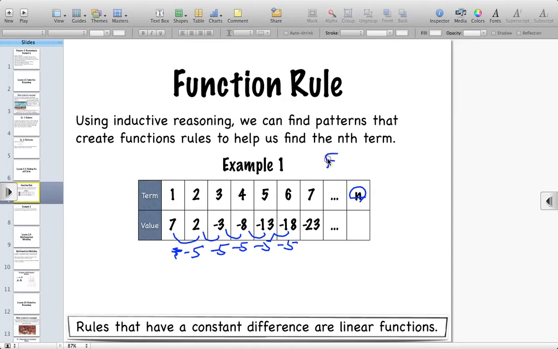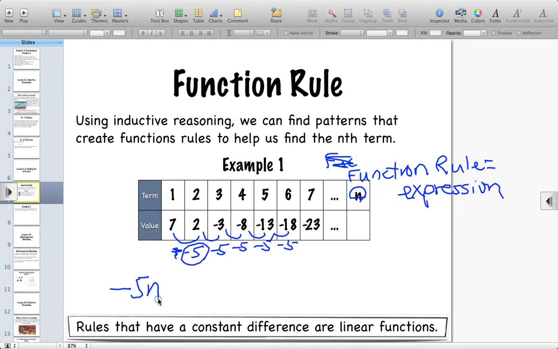The function rule is, let's see if I can spell function. The function rule is a mathematical expression that we use to help us find the value of the nth term. So this constant difference is going to be my coefficient. So I'm going to multiply -5 times n, so times that term placement, and then I'm going to add or subtract some constant value in order to get the value of the number. So in order to find that constant, I need to set up an equation to solve.